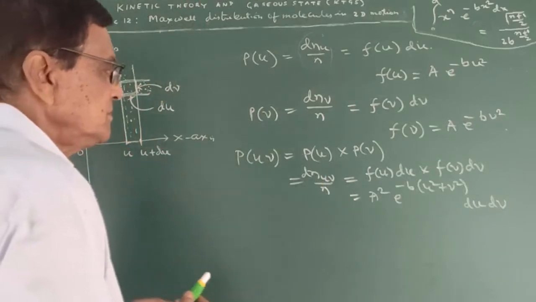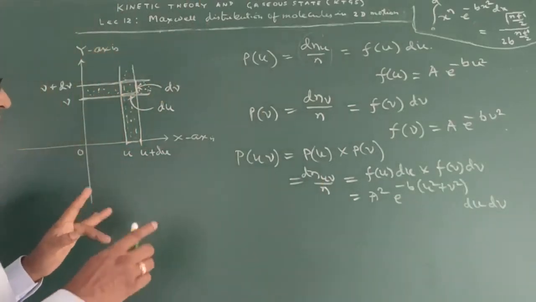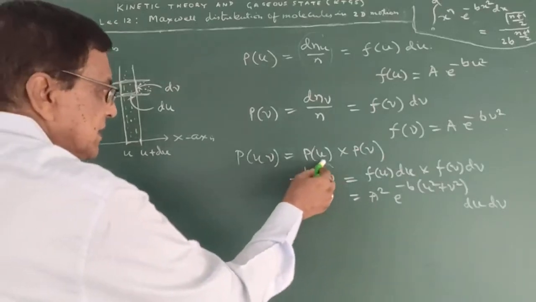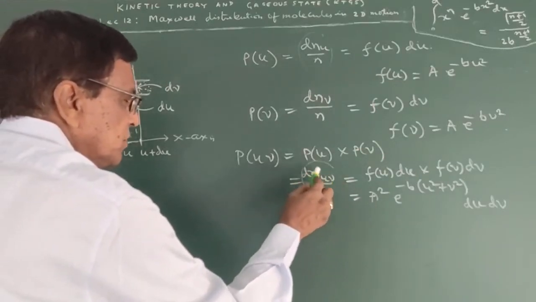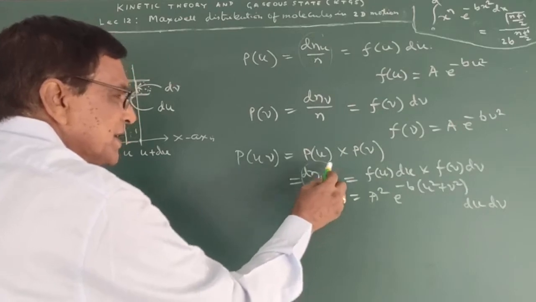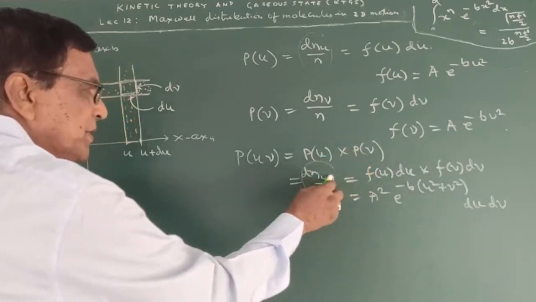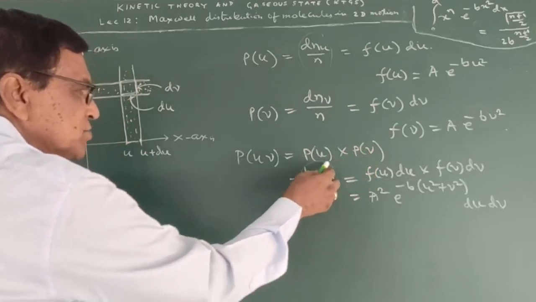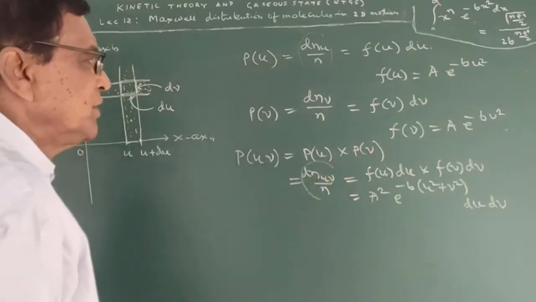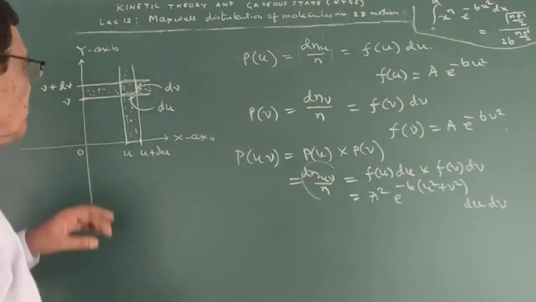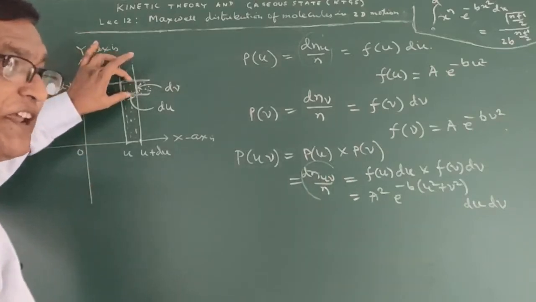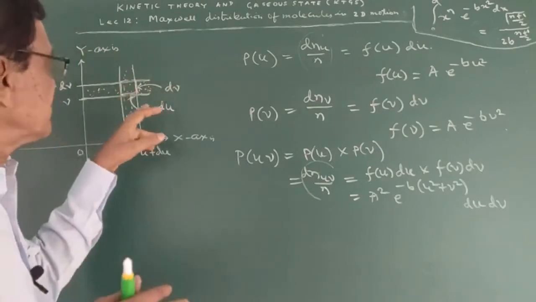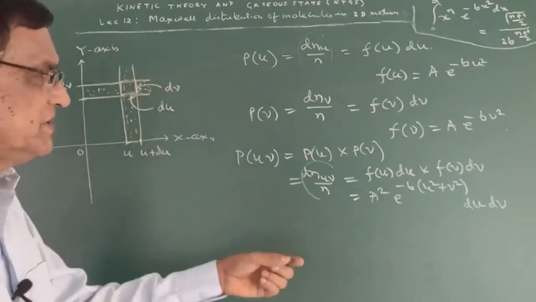So we have already shown that this is the number of molecules having velocity u to u plus du and v to v plus dv, and N is the total number of molecules. So this is the fraction of the molecules to be located within this small area bounded by du and dv. One side is du, another side is dv. So this is the area.